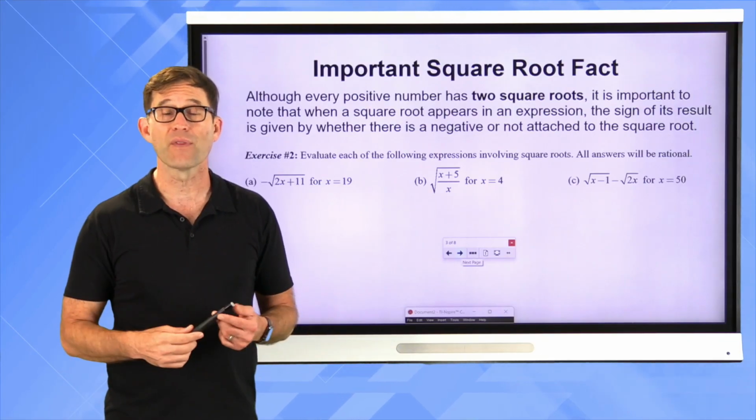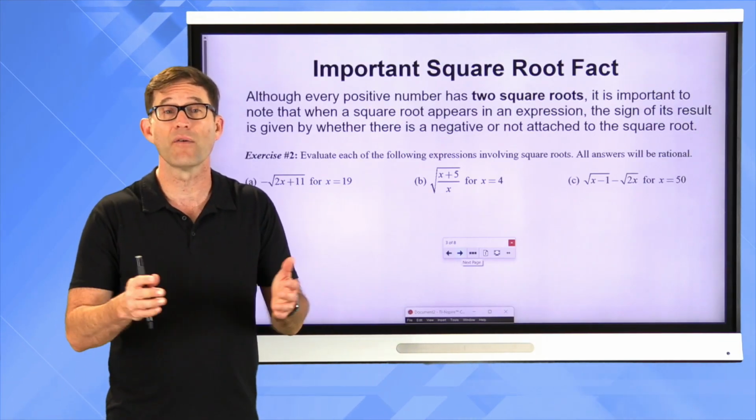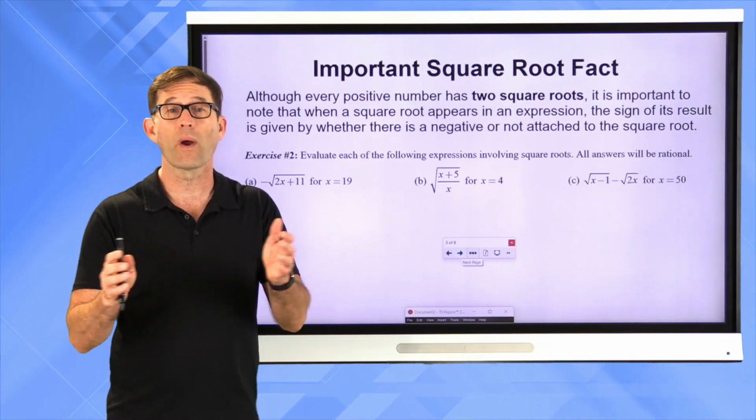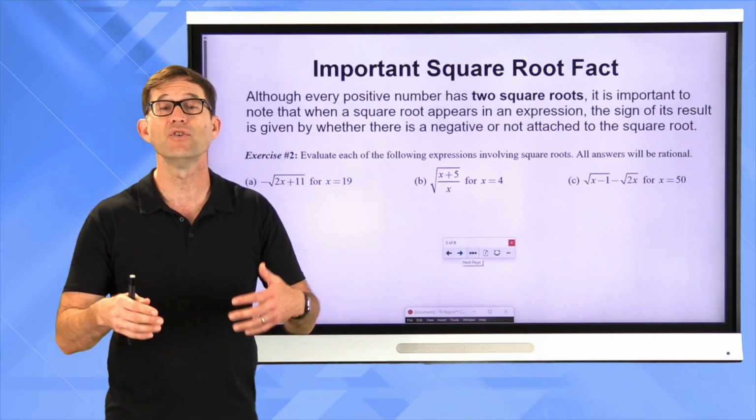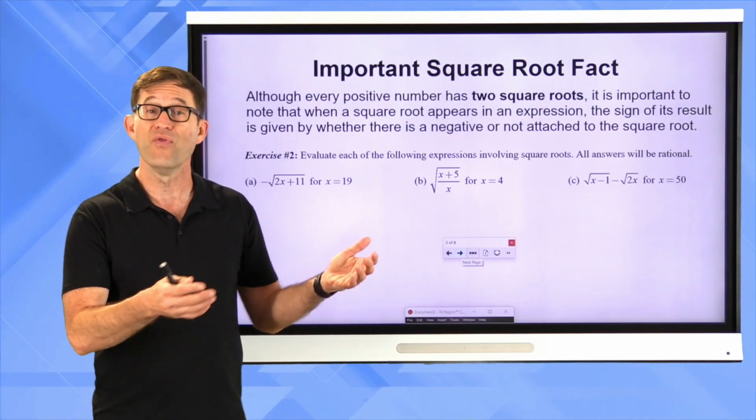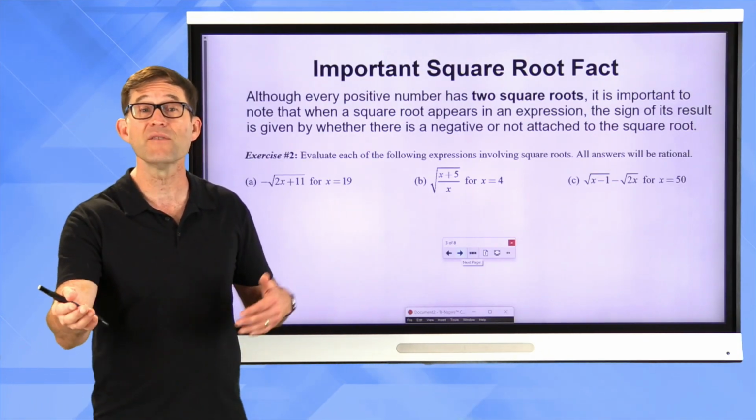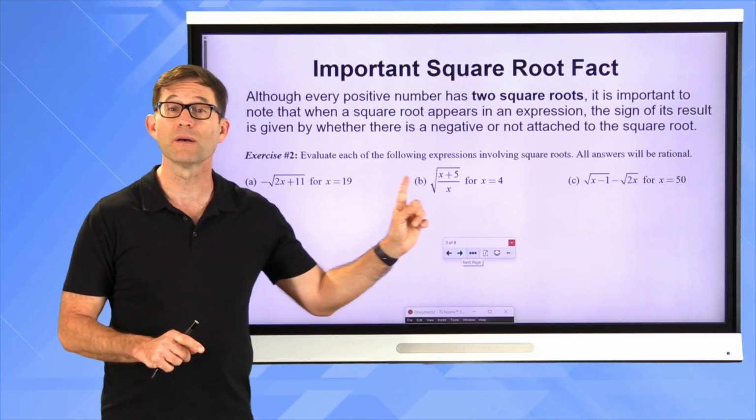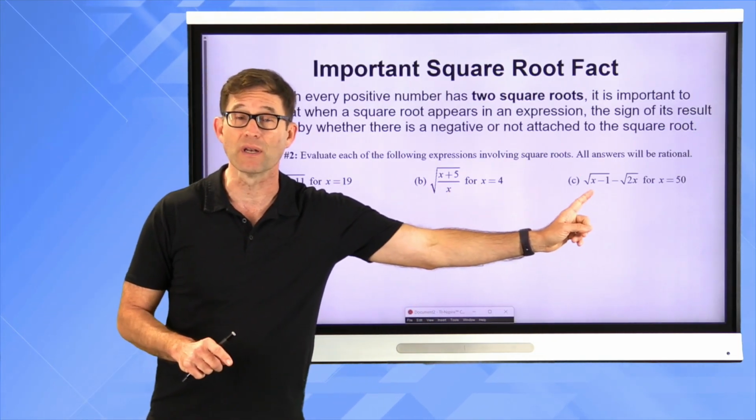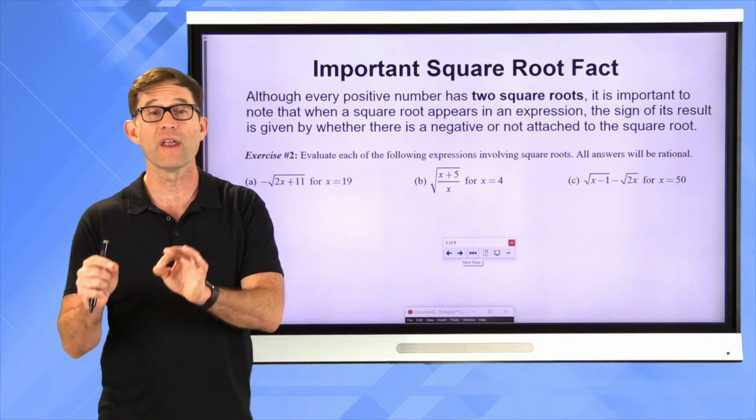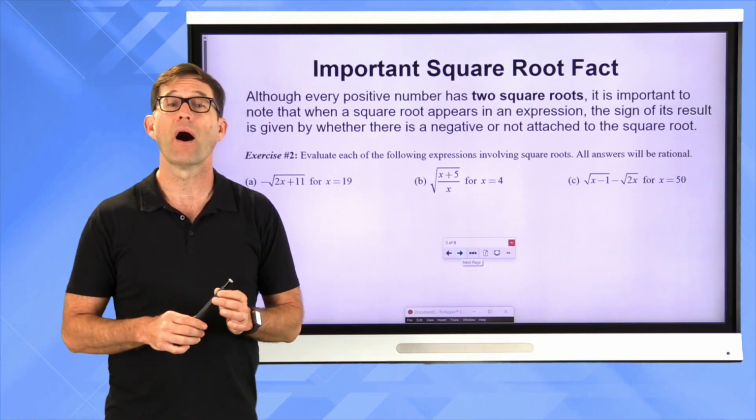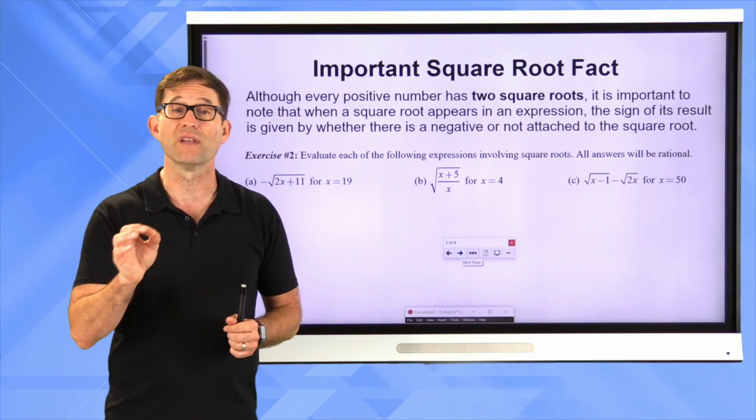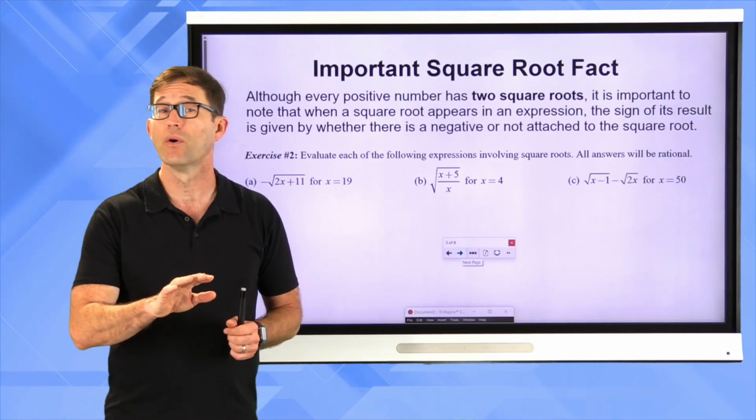Now that's different than when you're solving an equation and a square root comes in to undo a squaring. Then you're likely to get both a positive and a negative answer. But when a square root simply shows up in an expression, whether it's positive or negative all depends on whether or not there's a negative in front of the square root.